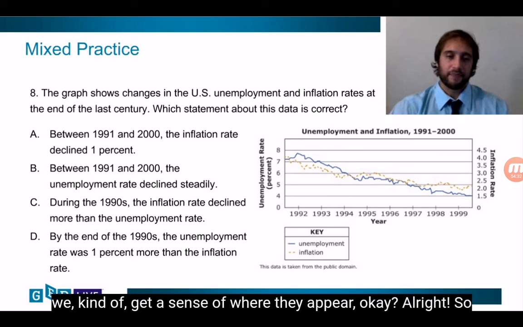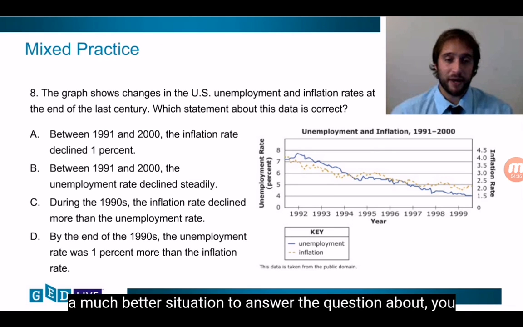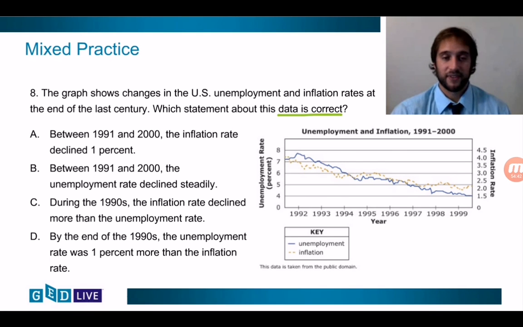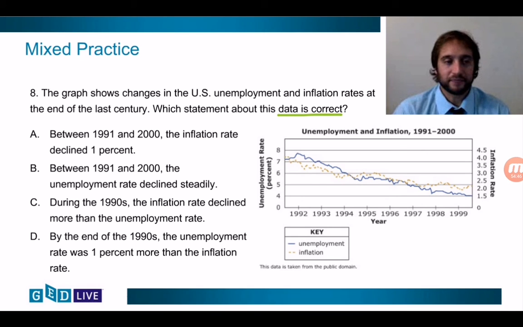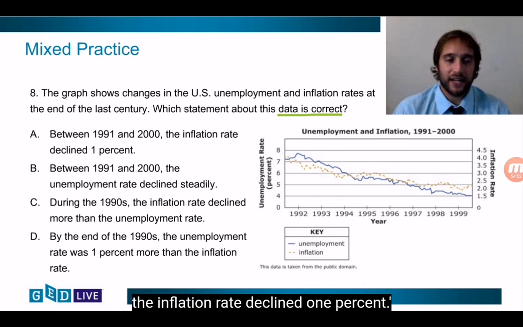Okay? All right. So now that we've had a chance to evaluate the graph, we're going to be in a much better situation to answer the question about which statement about the data is correct. So let's get some practice working with this crazy looking graph here. Well, answer choice A says between 91 and 2000, the inflation rate declined 1%.